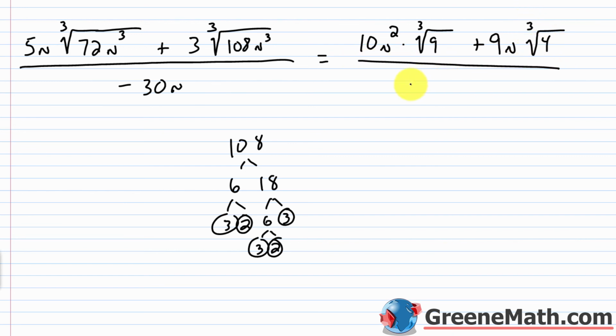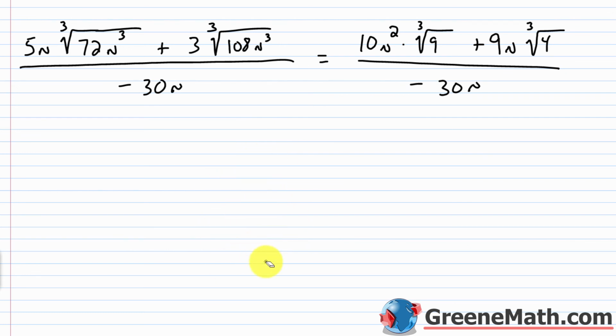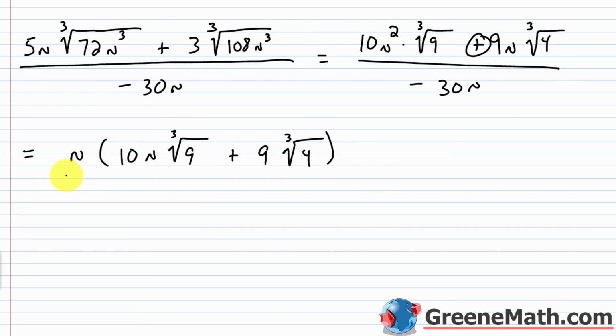Then over, we'll have negative 30n. Now, here's the question. Again, because this is addition, can I factor anything out and then cancel? Well, number-wise, the answer to that is going to be no. 10 is 5 times 2, 9 is 3 times 3. Nothing I can really do there. But variable-wise, yes. I have n squared and I have n. So I could factor an n out, and I'd have 10n times the cube root of 9 plus 9 times the cube root of 4 over negative 30n.